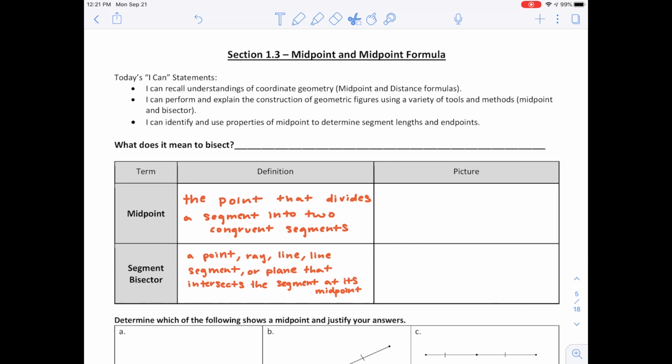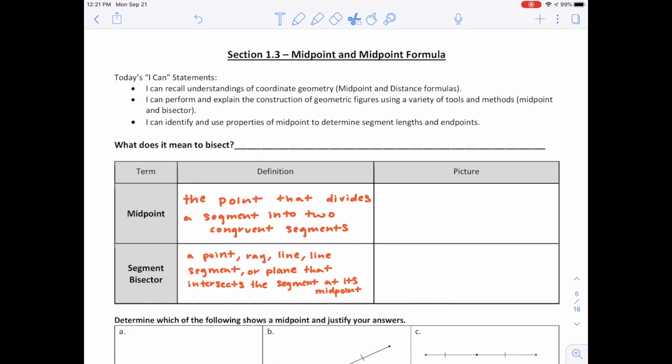Today's I can statements are as follows. I can recall understandings of coordinate geometry, including midpoint and distance formulas. I can perform and explain the construction of geometric figures using a variety of tools and methods, aka midpoint and bisector. And I can identify and use properties of midpoint to determine segment lengths and endpoints.